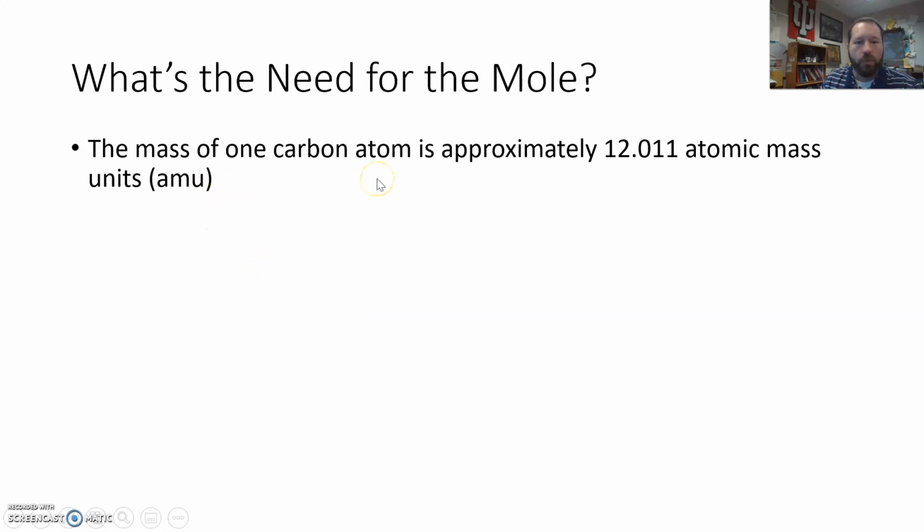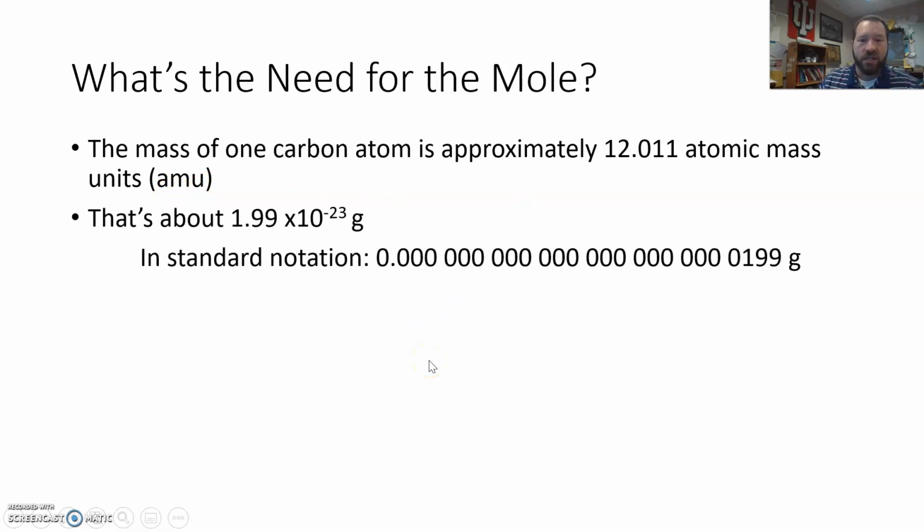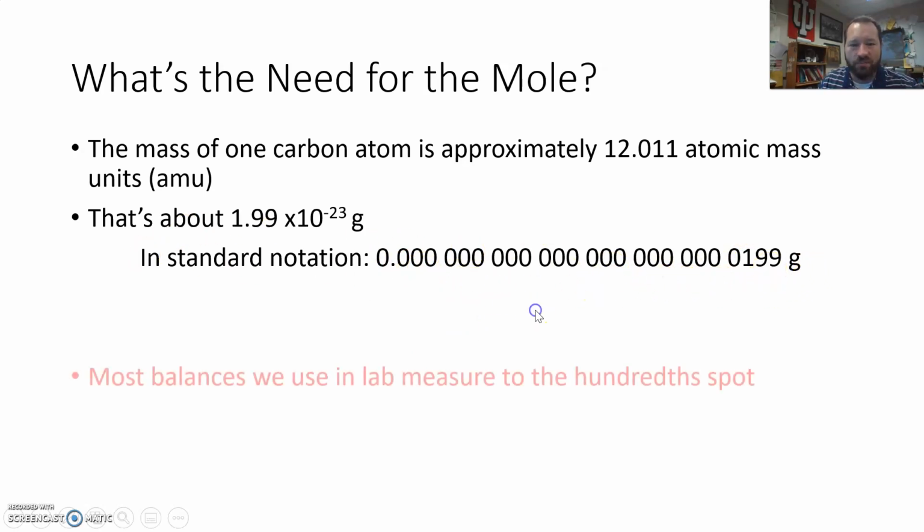So the need for the mole: the mass of one carbon atom is approximately 12.011 atomic mass units, which we usually abbreviate AMU. If we're looking at this in grams, that would be 1.99 times 10 to the negative 23rd. So that's a lot of spaces behind the decimal in standard notation.